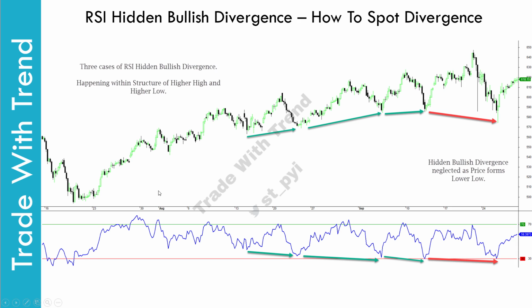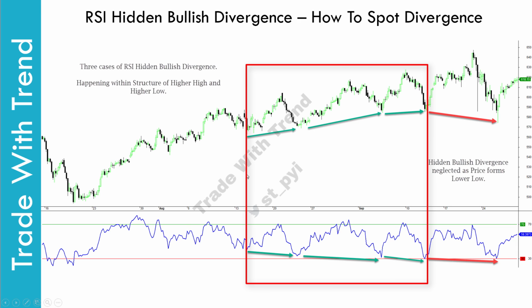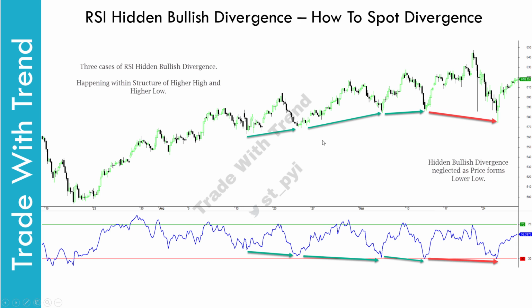There are 3 RSI hidden bullish divergence signals that you are seeing. This is a clear case of price forming a structure of higher lows on the chart. This is point 1, point 2, and the RSI divergence. Again, you can spot one swing low at this point and another low here, again forming a structure of higher lows, whereas RSI is clearly forming a structure of lower lows. Again, from this point to this particular point, price is forming a structure of higher lows, whereas RSI is forming a structure of lower lows.